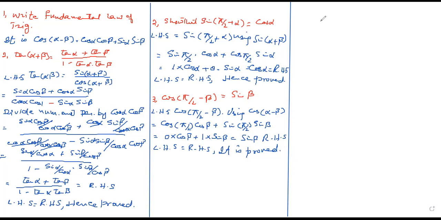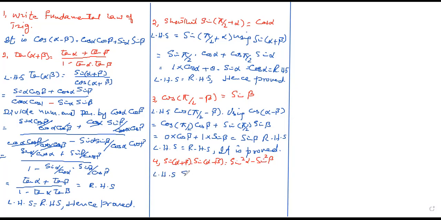So the next is show that, number 4, sine alpha plus beta times sine alpha minus beta equals to sine square alpha minus sine square beta. This is quite easy, okay? We have to just put the formula. Okay, taking left hand side.